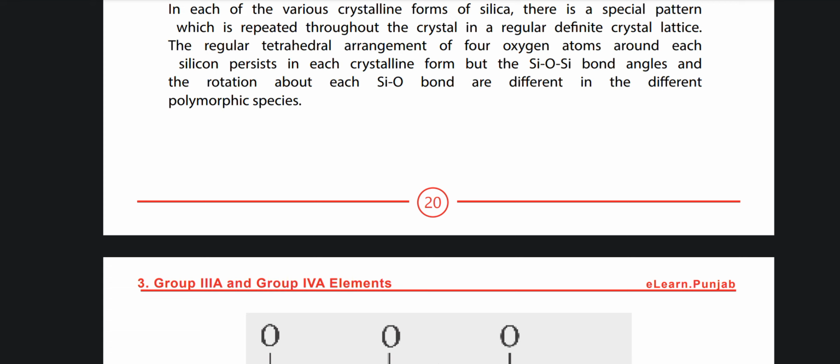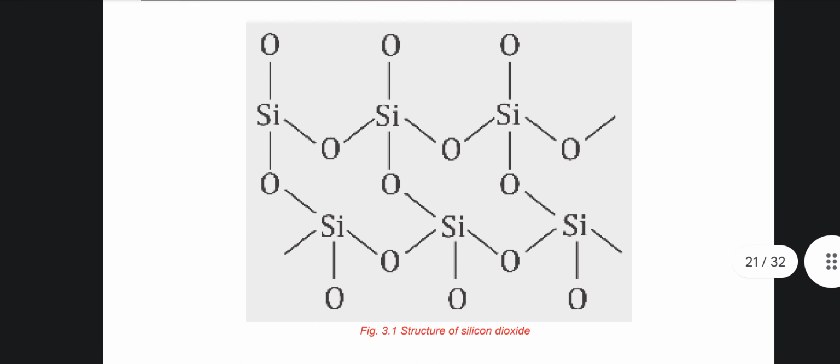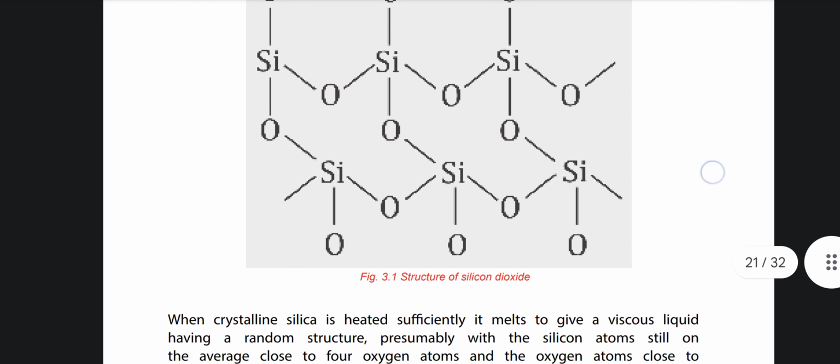In each of the various crystalline forms of silica, there is a special pattern which is repeated throughout the crystal in a regular, definite crystal lattice. The regular tetrahedral arrangement of four oxygen atoms around each silicon persists in each crystalline form, but the Si-O-Si bond angles and the rotation about each Si-O bond are different in the different polymorphic species. The structure of silicon dioxide is shown and it is repeating itself again and again.